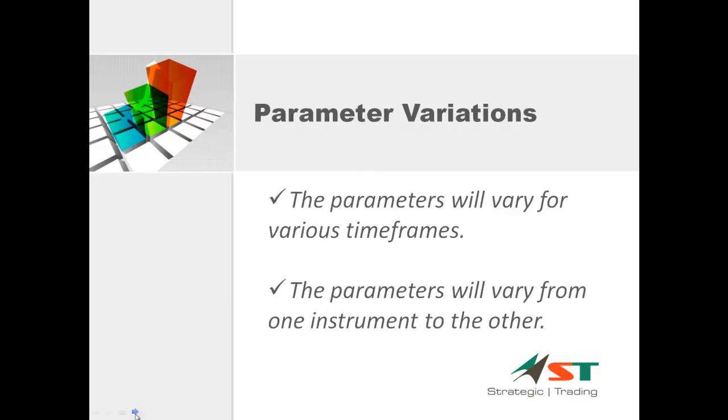The parameters will vary significantly from one time frame to the other, and the parameters will also be very different from one instrument to the other. So in order to be able to establish and identify these parameters, it is important to look at the instrument in the context of the time frame that you are analyzing, as well as looking at each instrument differently to identify the appropriate parameters for its MACD.